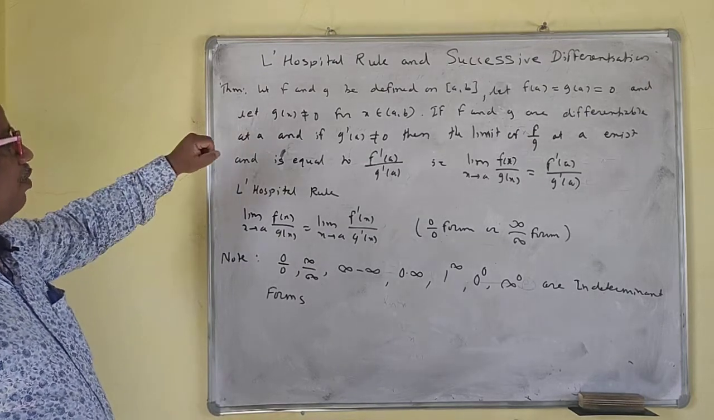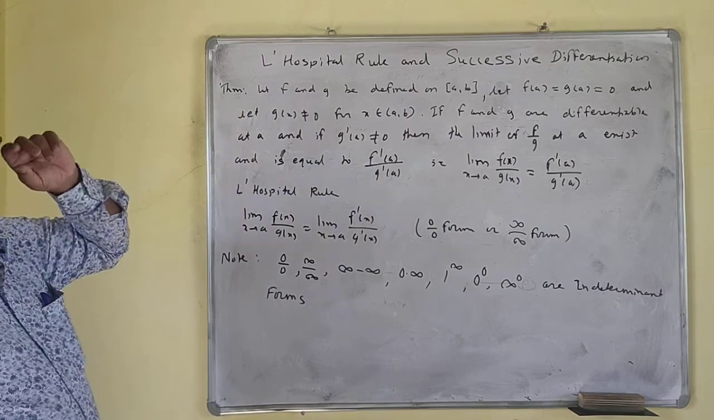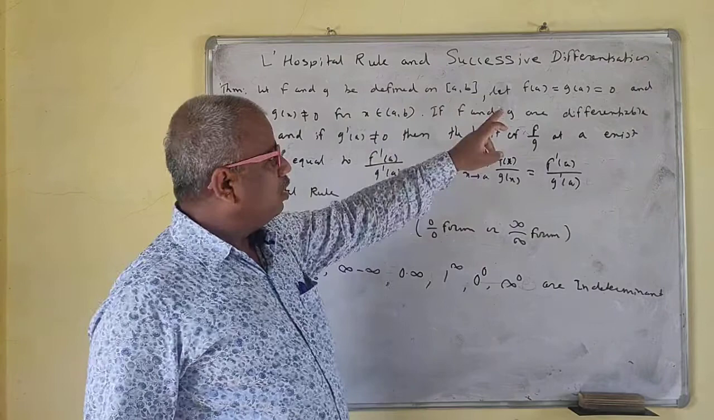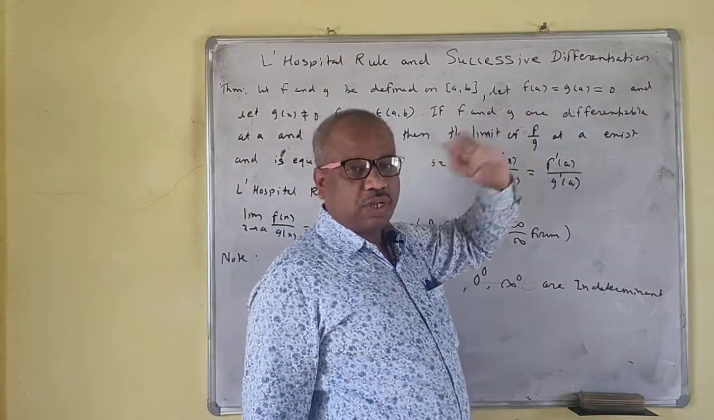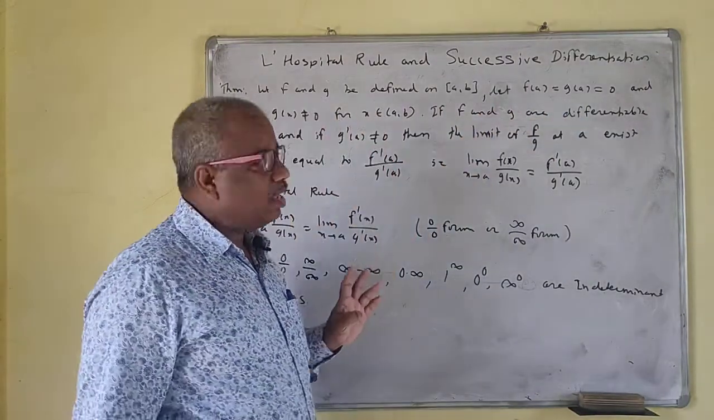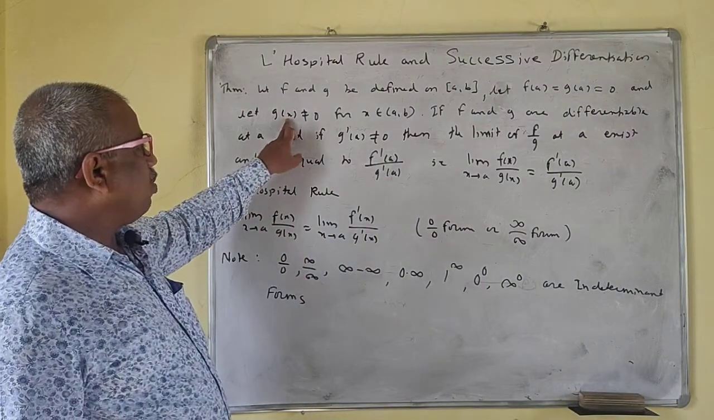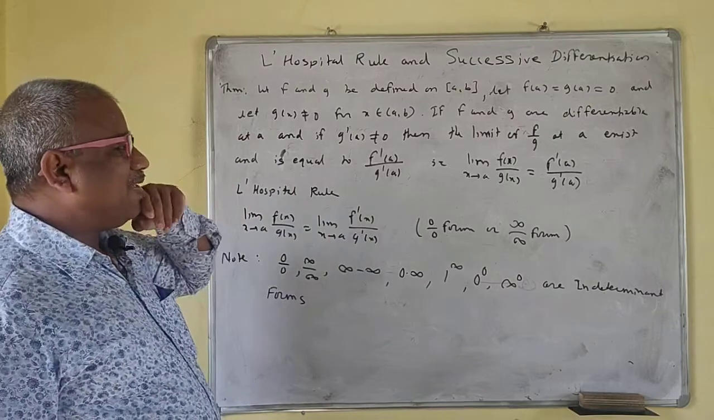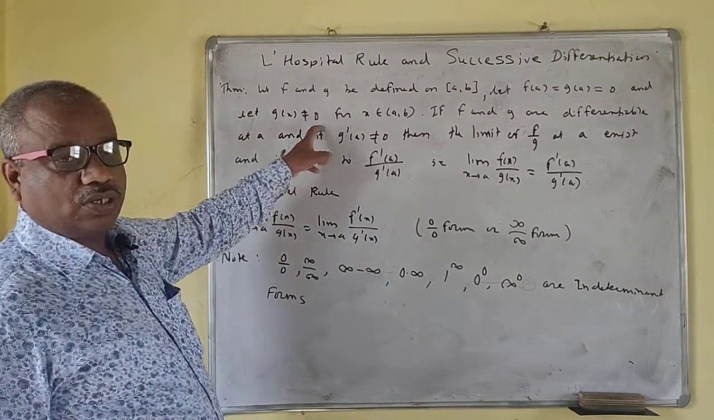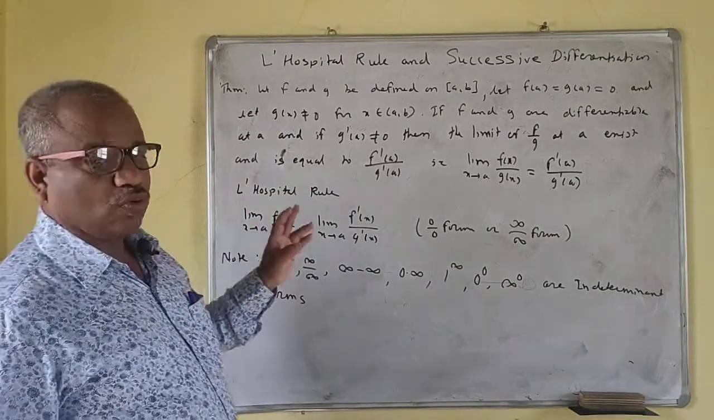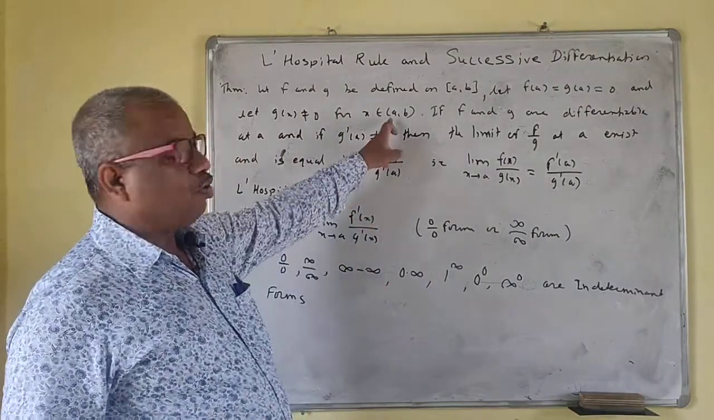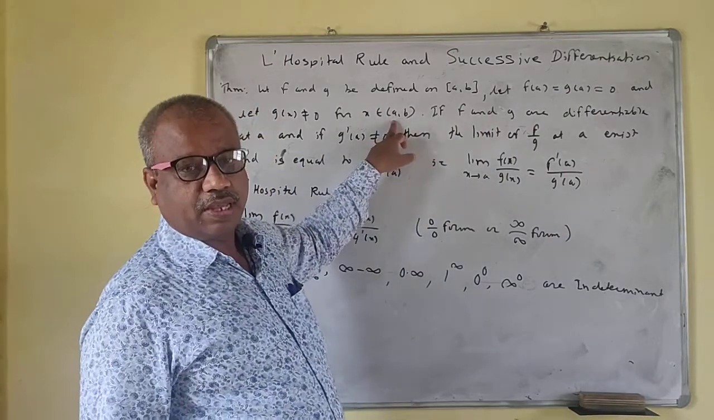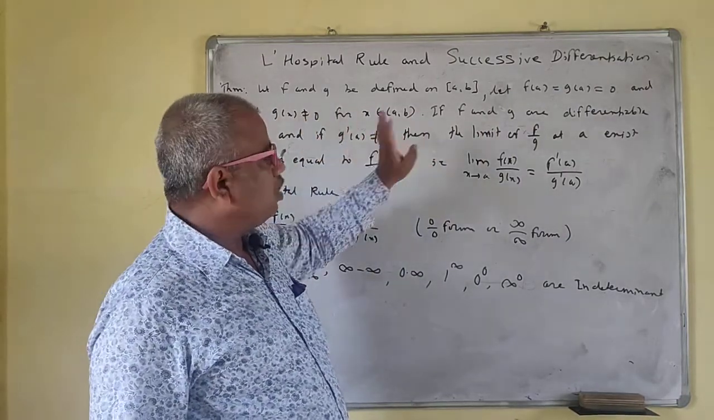So this is the theorem which is helpful for L'Hospital's rule. Let f and g be defined on the closed interval [a, b] such that f(a) and g(a) are both 0, and g(x) is not equal to 0 for all x belonging to the open interval (a, b). So your denominator is not equal to 0 for all x in the open interval (a, b). Your f(a) and g(a) are 0, but a is not in the open interval. So g(x) is not equal to 0 in the open interval (a, b).